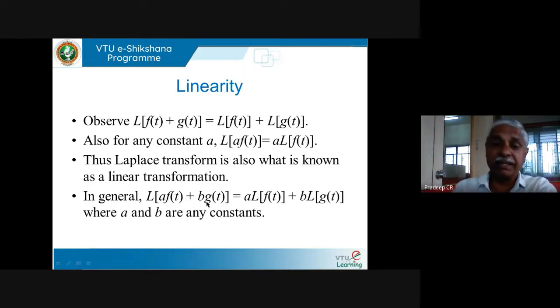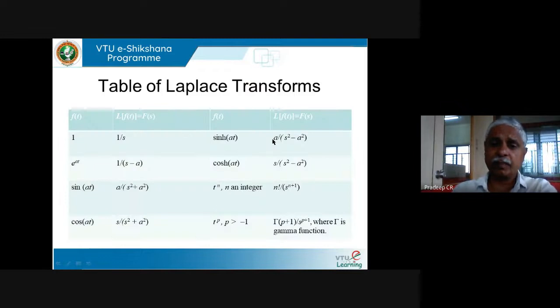Laplace transform is linear, which means if I am asked to find Laplace transform of sum of two functions, all I have to do is to find Laplace transform of each function separately. And if I am asked to find Laplace transform of a constant times a function, all I need to do is find Laplace transform of the function multiplied by the same constant. So this is very basic, like linearity of Laplace transforms.